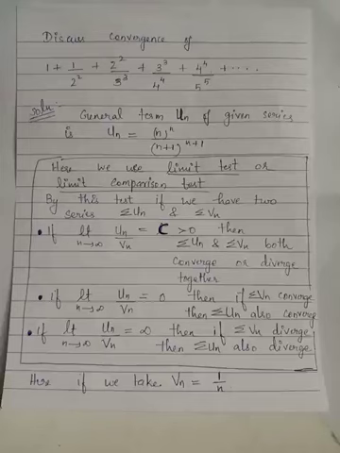Solve a previous year question. Discuss convergence of the infinite series 1 by 1 by 2 square plus 2 square by 3 cube plus 3 cube by 4 raised to 4 plus etc. You can see that every term of the given series follows a general pattern.